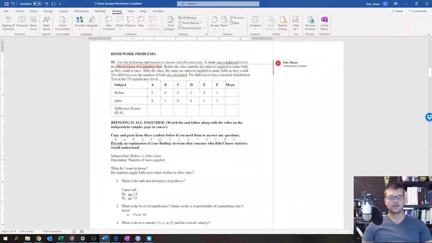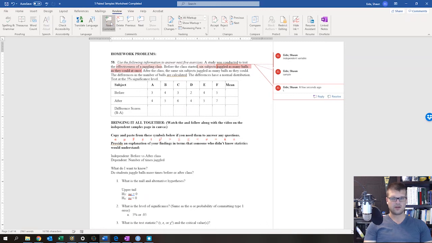Before the class started, 6 subjects, so this right here is the sample. 6 subjects juggled as many balls as they could at one time. So the count of this, the juggled as many balls as they could, the count is the dependent variable, which is dependent on whether or not they have taken the class.